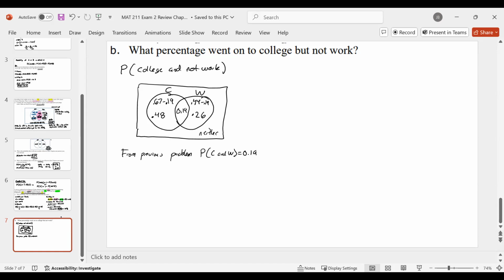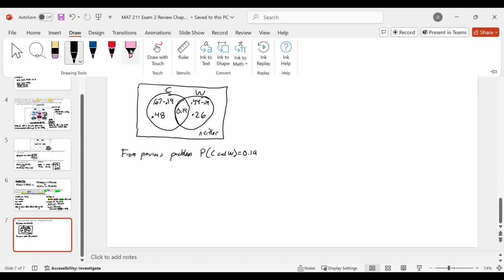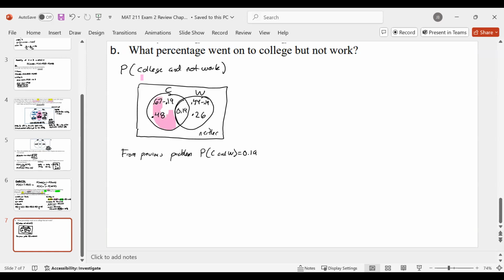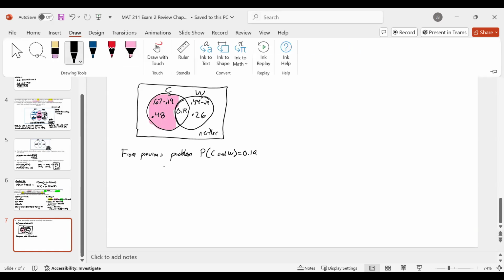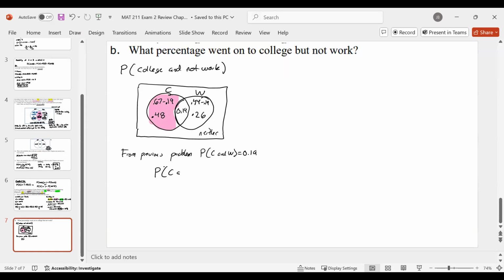So that would be basically this region right here, because I don't want them to be working, just college. So then the answer is just 0.48. And there it is. That's why the Venn diagram is so nice, because you don't even have to think of a formula. You just have to find the correct part of the circle.